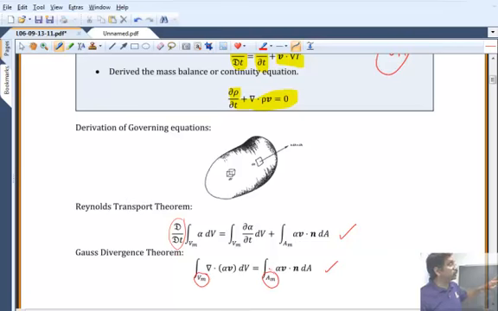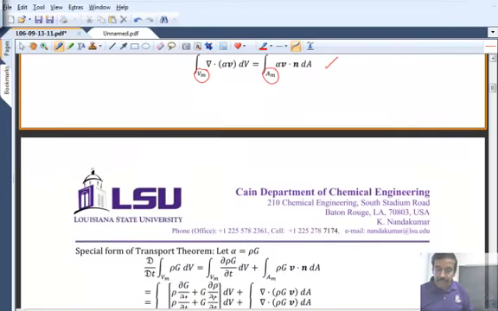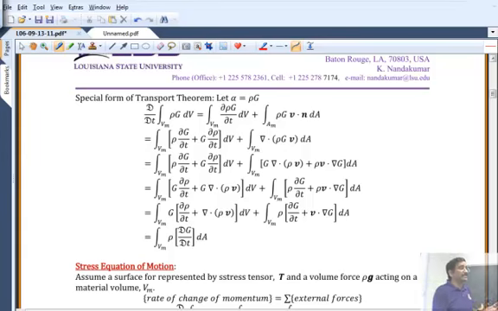So we're going to use these two relations again today, but we're going to apply them to the momentum balance equation. So it's going to be a fairly strenuous exercise today because there are a lot of equations on the board. Okay.